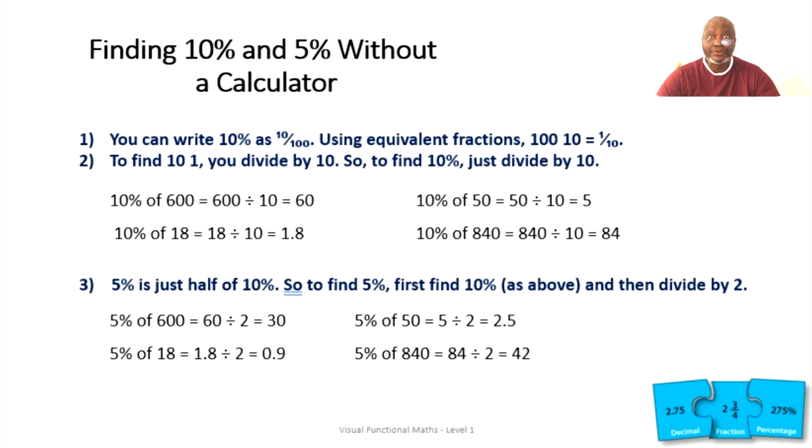I hope you haven't forgotten your division of decimals. 5% of 840 is equal to 84 divided by 2, which is 42. Do you understand what we're doing? Right. First, find 10%. When you're dividing by 10, you just move your decimal point one place to the left. So 840 becomes 84. And then if you divide that by 2, that's 5%.